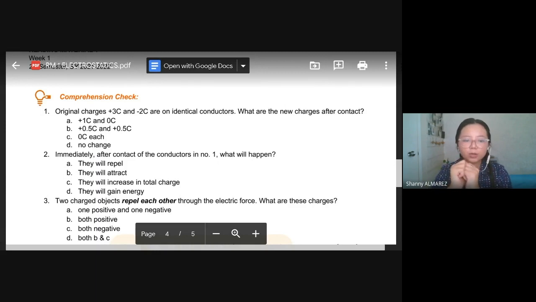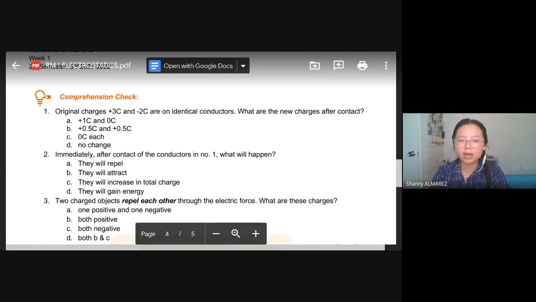Let's proceed to number 2. So, immediately after the contact of the conductors in number 1, what will happen next? Ano nang mangyayari dyan? Is it A, will they repel? B, attract? Or C, increase in the total charge? Or letter D, they will gain energy? So ano sa tingin nyo?